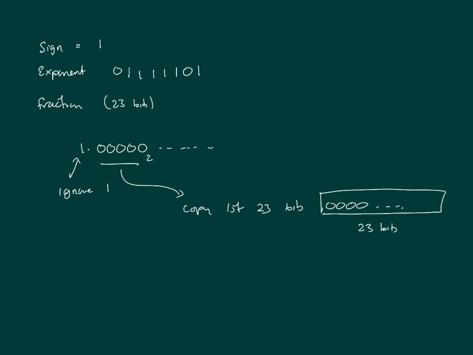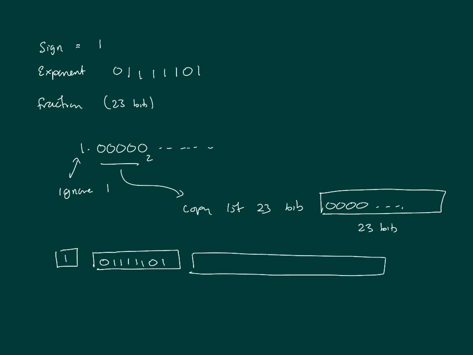So in summary, we have our value. Our sign is 1. Our exponent is 0, 1, 1, 1, 1, 1, 0, 1. And then our fraction, or our mantissa, that is 23 zeros. That's it.